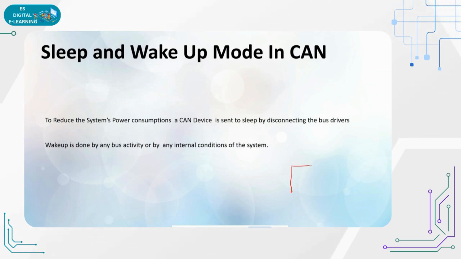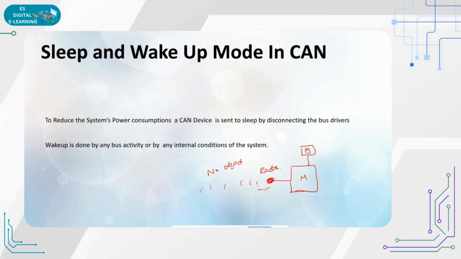So this is my controller, and I have given power supply. Just assume I have a sensor, like a radar sensor. What happens is no object detection is happening. No object here means for the radar there is no work now. So if the radar has no work, the application software in the controller also has no work.